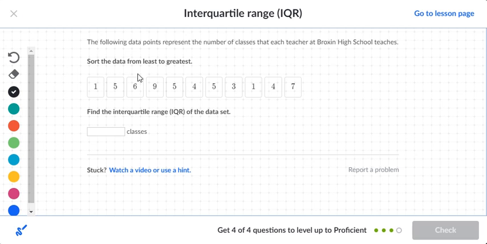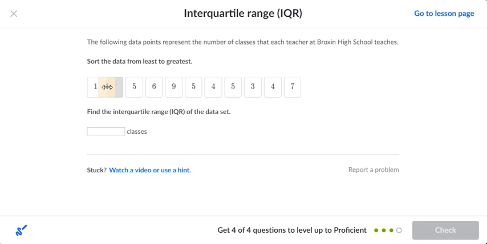Okay, now we want to sort these out. Again, we want to go from lowest to highest. The following data represents the number of classes that each teacher at Broxton High School teaches. So we want the small numbers first. So let's push these ones here. Looks like the next number is 3. I don't see any 2s. The next number is 4, followed by a 4. The next number is a 5, and a 5, and a 6, and a 7, and a 9. So 1, 1, 3, 4, 4, 5, 5, 5, 6, 7, 9.